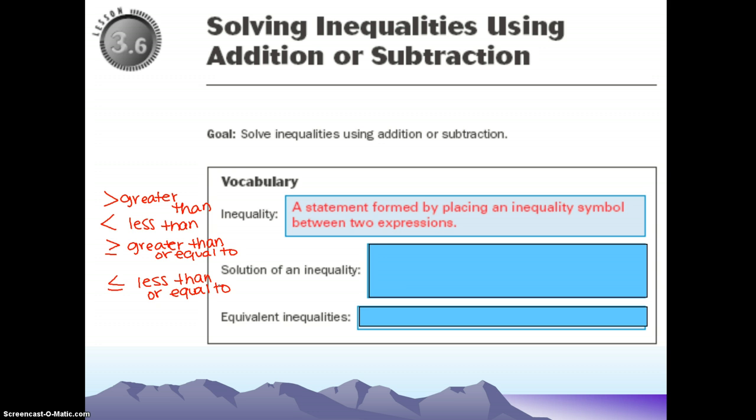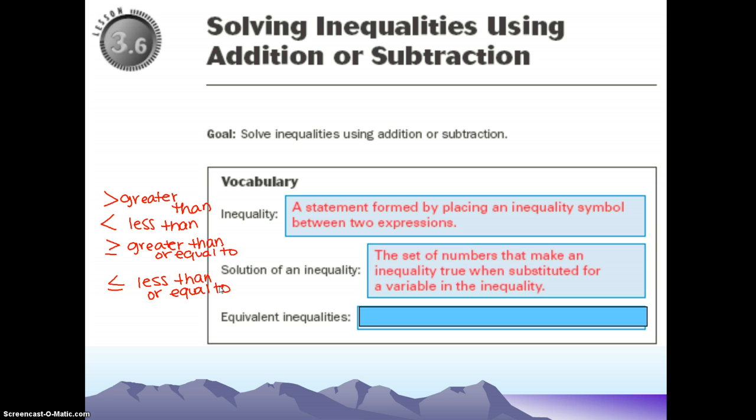The solution of an inequality is the set of numbers that make an inequality true when substituted for a variable in the inequality. Equivalent inequalities have the same solution.